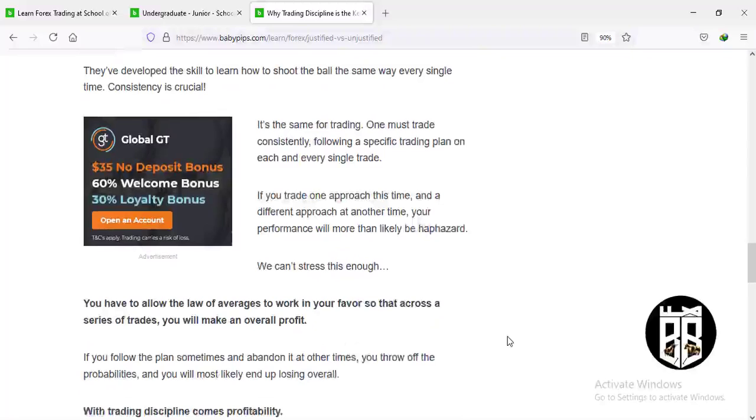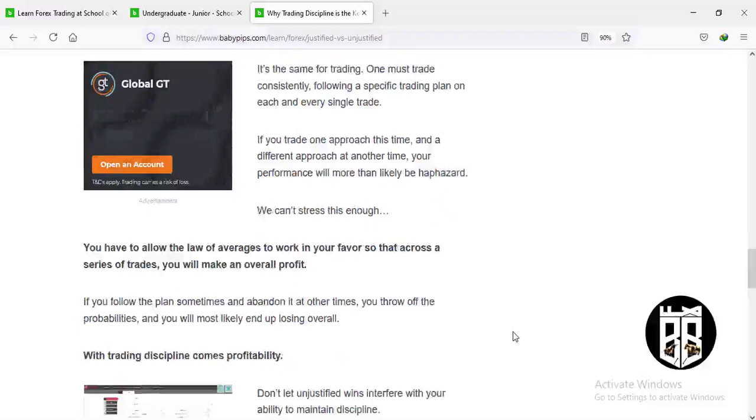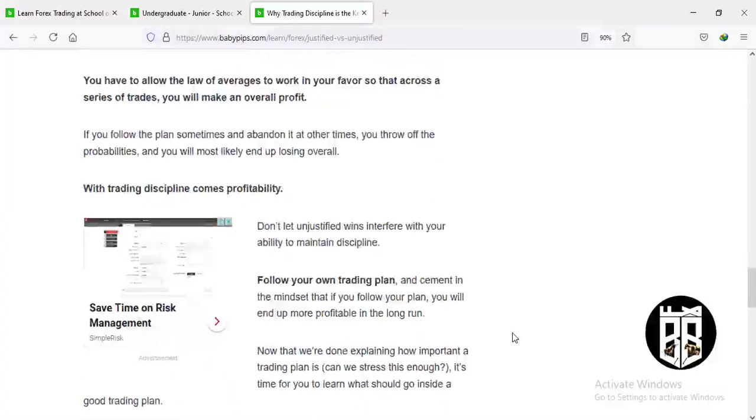If you trade one approach, and another time trade a different approach, your performance will likely become haphazard. Okay, you're not going to be consistent. So pick one approach, stick to it, and do it again and again, and the law of averages will work in your favor, and overall you will make a profit. So with trading discipline comes profitability.